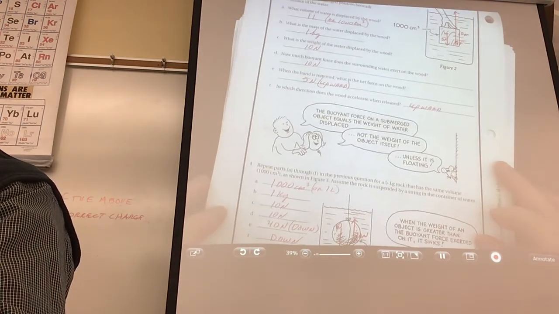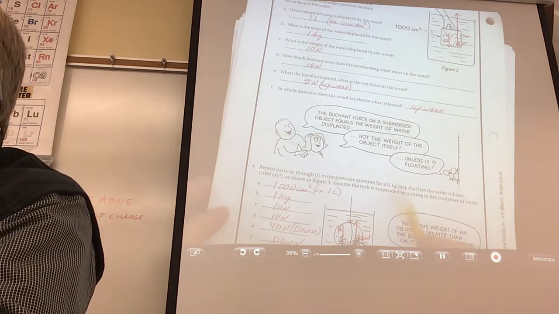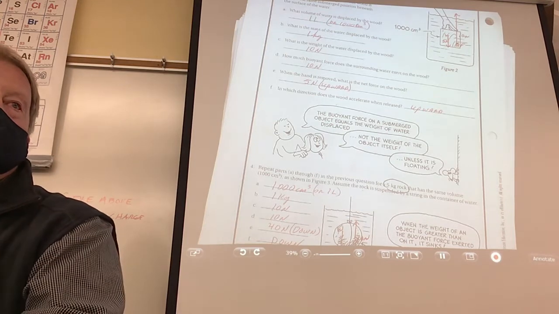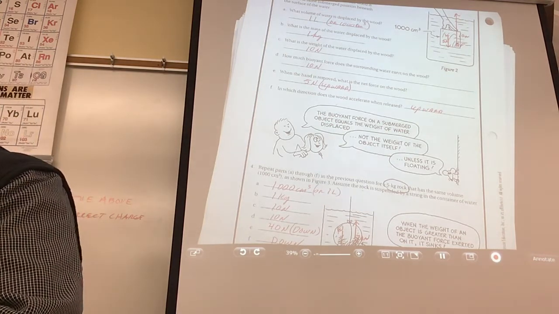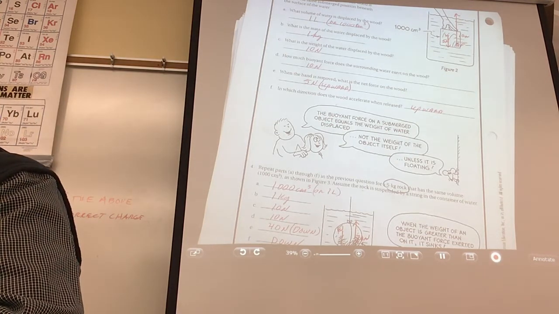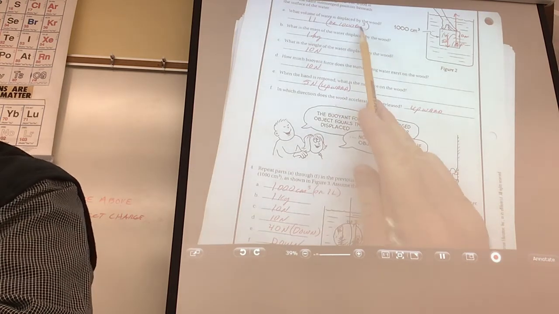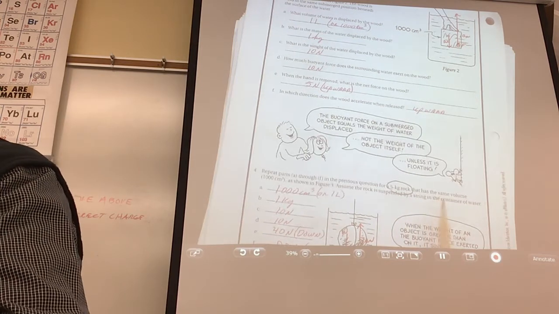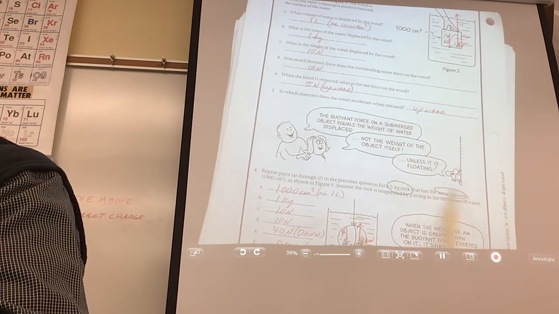Repeat the same questions here, but now we're going to use a 5 kilogram rock. You see how that lesson yesterday helped you with this? I hope it did. Now we have a 5 kilogram rock. Oh, by the way, it's a 5 kilogram rock, but it has the same volume. That's important.